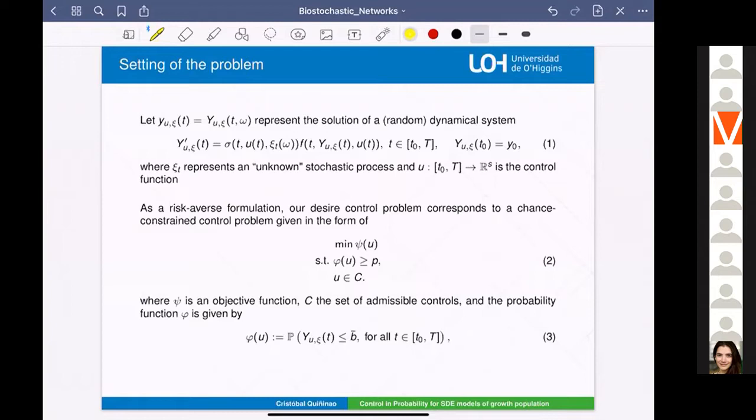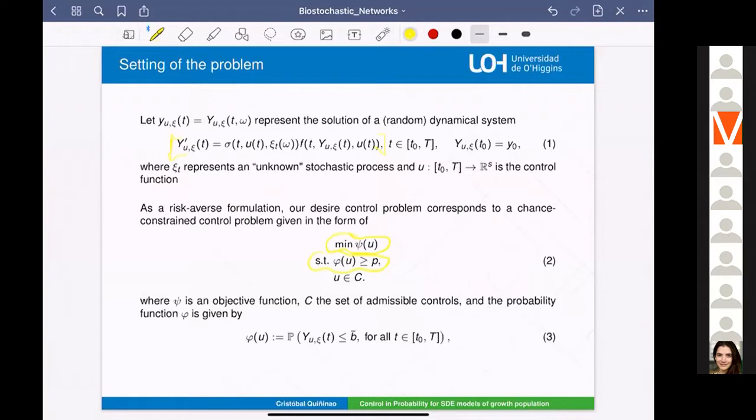So this is the question, that's the equation that I'm going to show you now. It's just a classical 1D model, and you can do it more general, but it's enough. And the formulation for the control problem is to minimize, for example, the use of pesticides, of antibiotics, with this constraint. And this constraint is called a chance constraint.